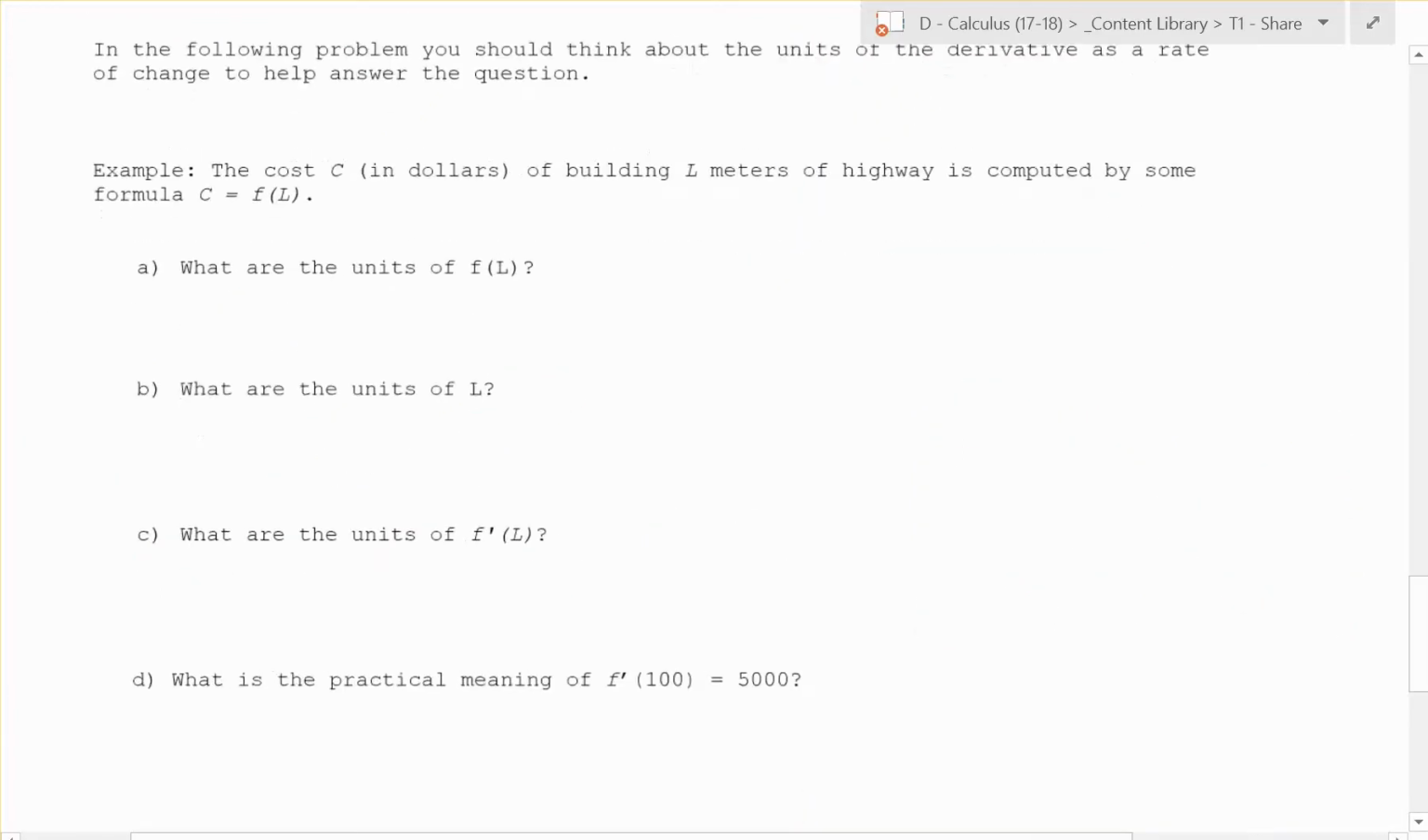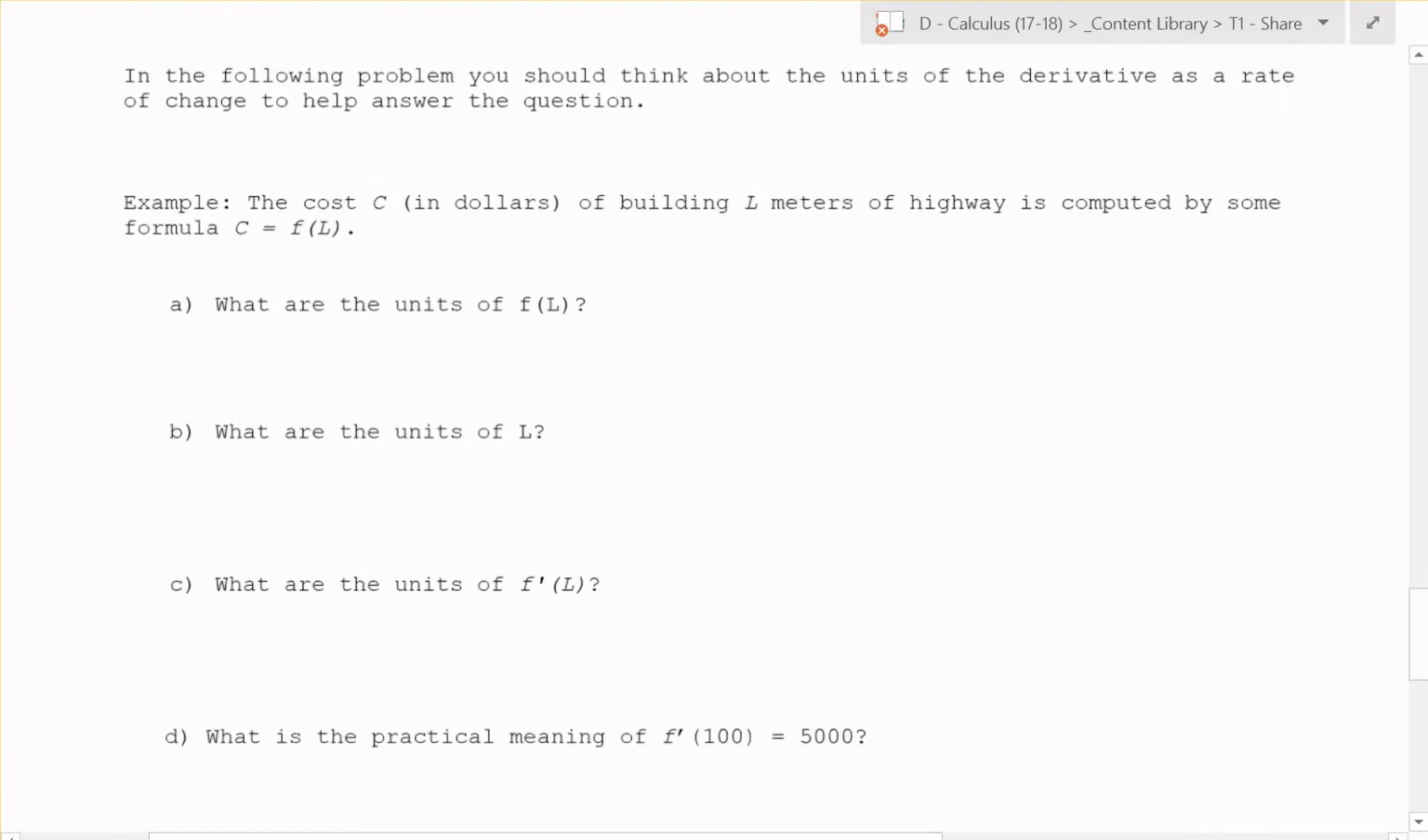So to emphasize something that's important, units are important. So let's say we had a function where the cost C in dollars of building L meters of highway is computed by some function C equals f of L. So cost is some function of L. So what are the units of f of L? That means when you plug in L into the function f, you get out C. C is in dollars. What are the units of L? L is in meters.